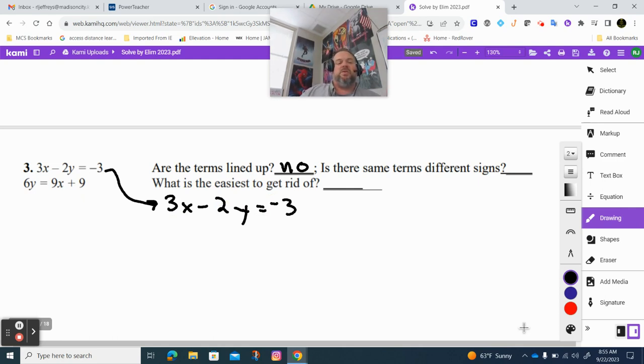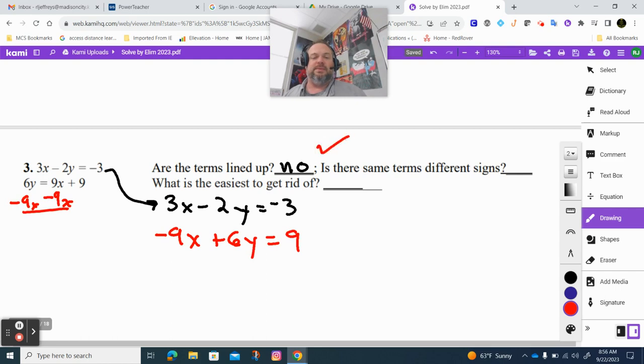On this bottom one, though, we need to get this positive 9x on the left. So it looks like x's and y's and constant. What do I need to do to this positive 9x to get it to the other side? Yeah, minus. So when I do that, I should have 9x plus 6y equals 9. All right, so now they're lined up.